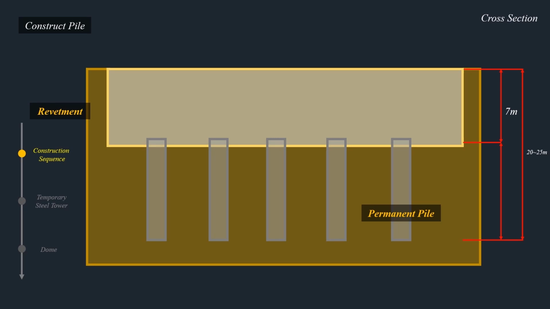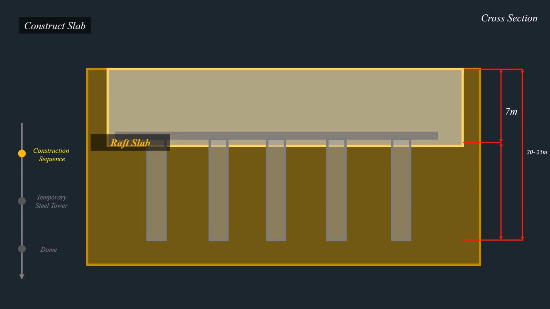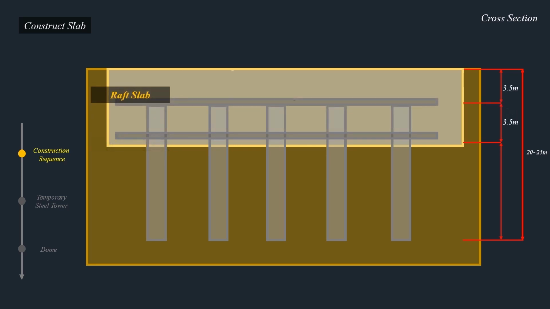Afterwards, construct a reinforced concrete raft slab at the -7 meter level. Construct a reinforced concrete raft slab at the -3.5 meter level. When the -7 meter and -3.5 meter raft slabs are made, the dome starts working at the same time.